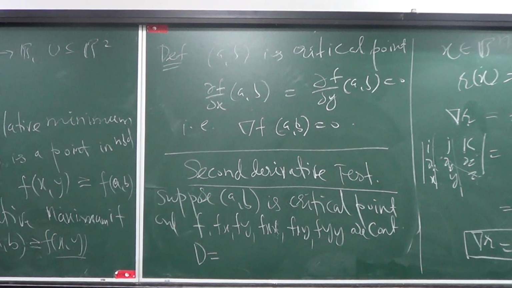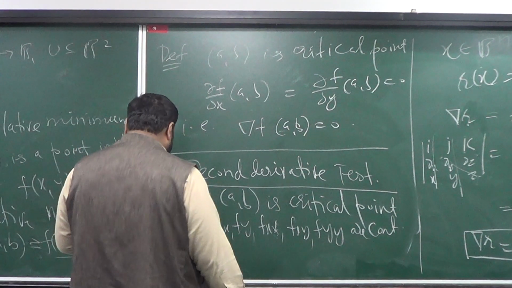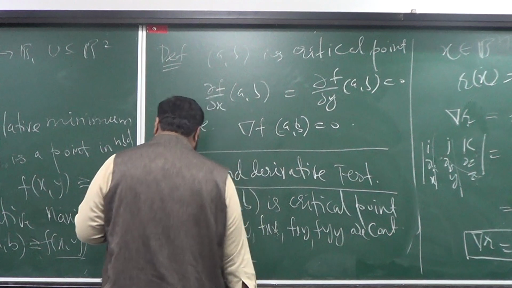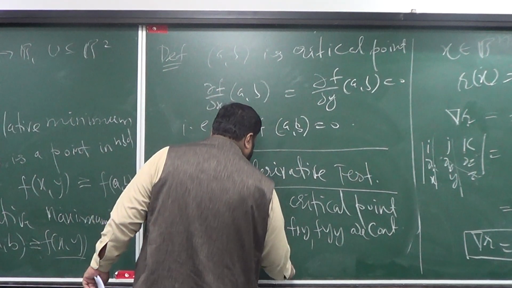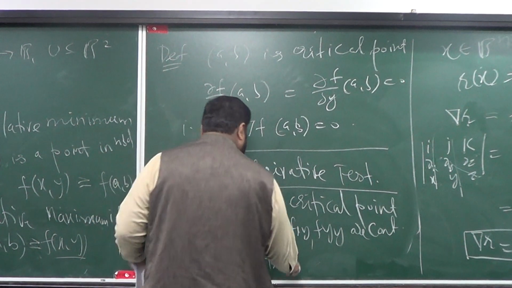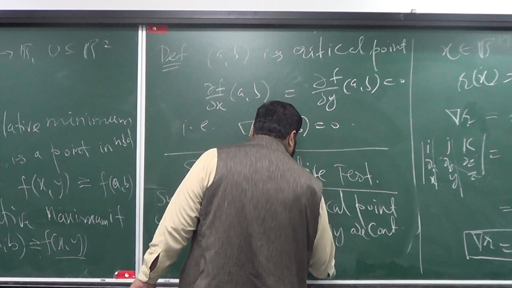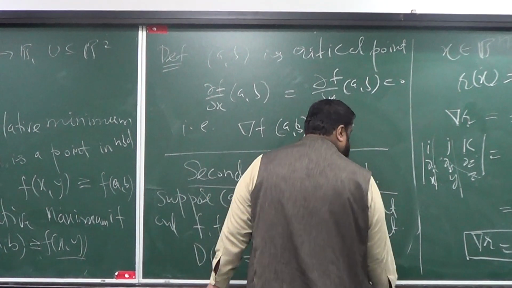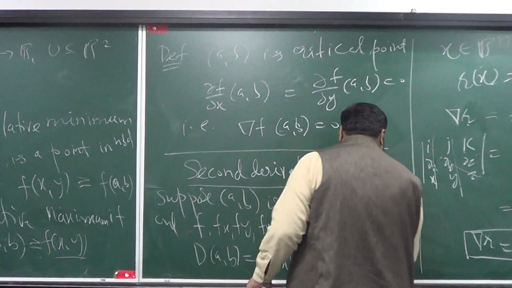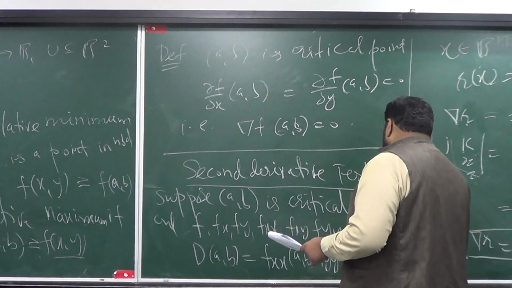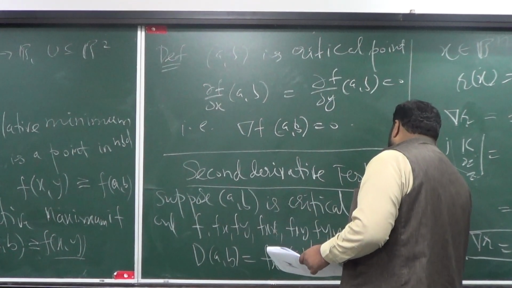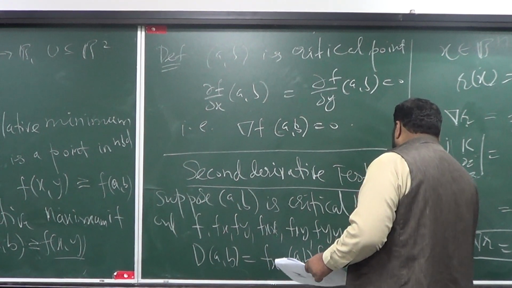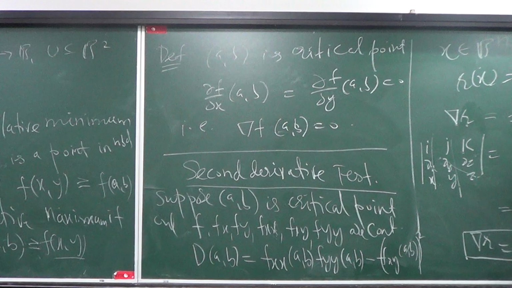Okay, and the discriminant of this f, evaluated at point (a, b), is a quantity that goes like fxx evaluated at (a, b) times fyy evaluated at (a, b) minus f squared of xy, and that's what makes it different actually from one dimension.